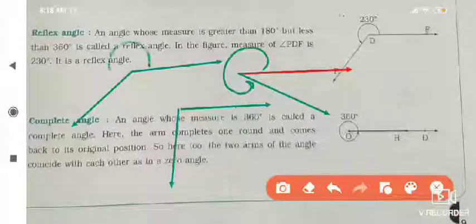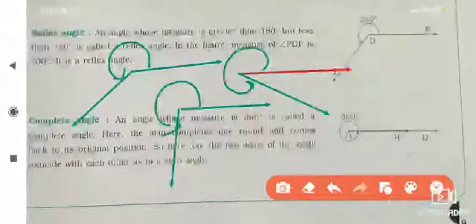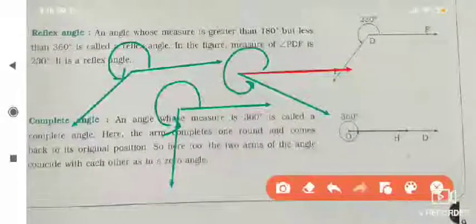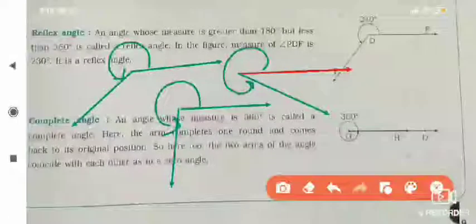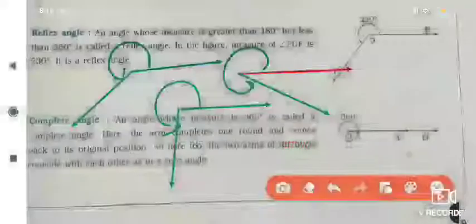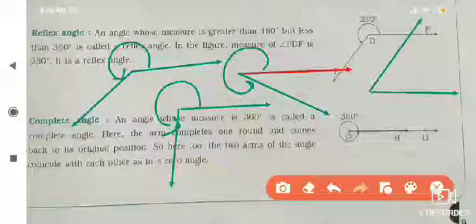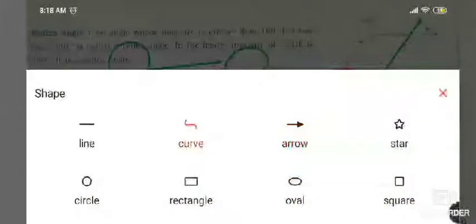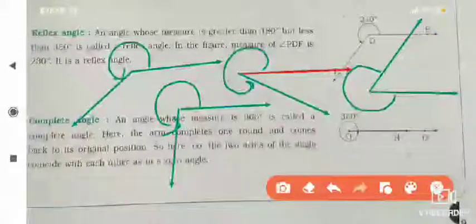These half circular signs mean that this is the angle we have to measure. Sometimes they give us the figures in that way, and then we get confused about which angle we have to measure. So suppose this is one arm and this is the other arm. If the sign is on this outer side, then it is a reflex angle that we have to measure.